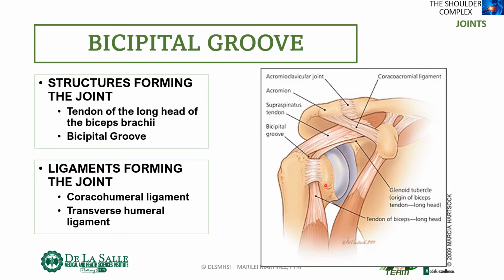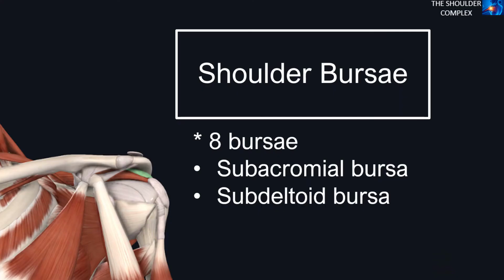So it is from the coracoid process to the humerus, okay, coracohumeral ligament, and the transverse ligament, which were discussed already previously in the presentation. Shoulder bursae, okay? So actually we have 8 bursae within the shoulder area, and some of them actually extend from the synovial lining of the capsule or are continuous with each other.